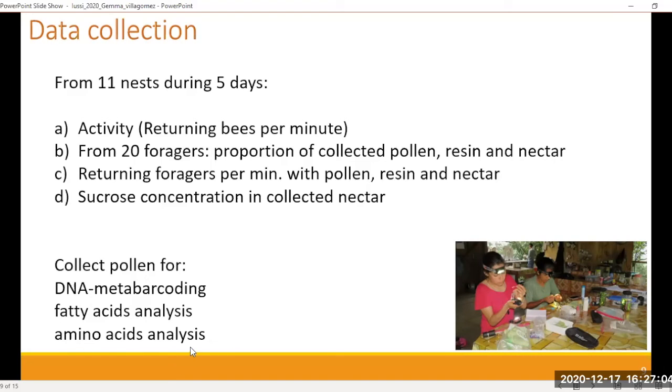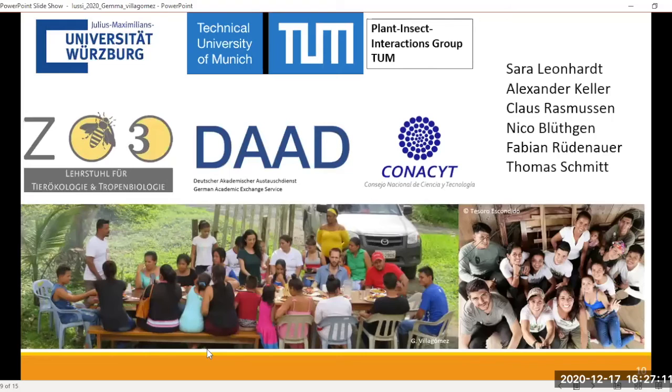I also want to do the amino acid analysis, which I'm still working on, but I will show you the other results. But before I go to the results, I really want to highlight that I have received a lot of help from many people: the people in the communities where I work, who helped me to find the bees, and my supervisors and my funding institutions.